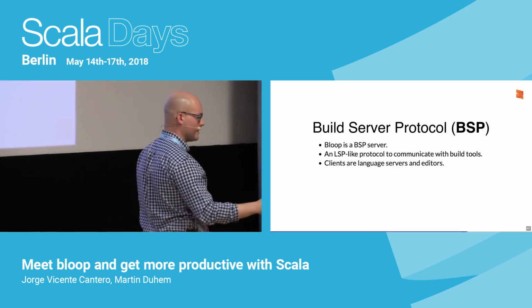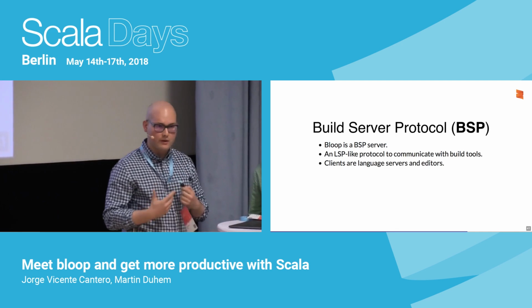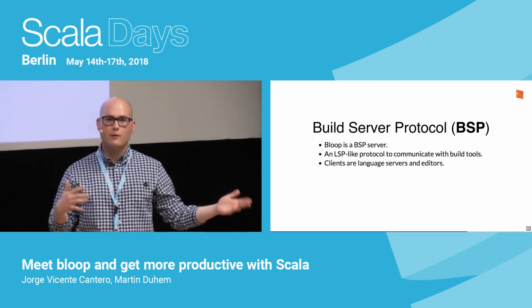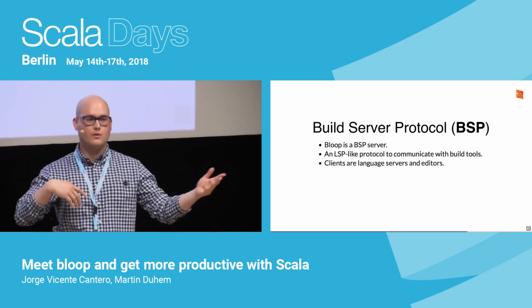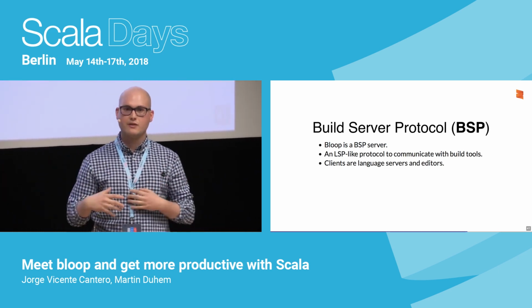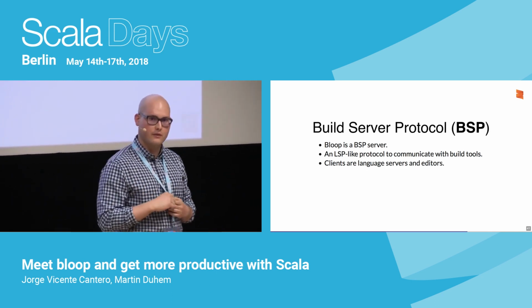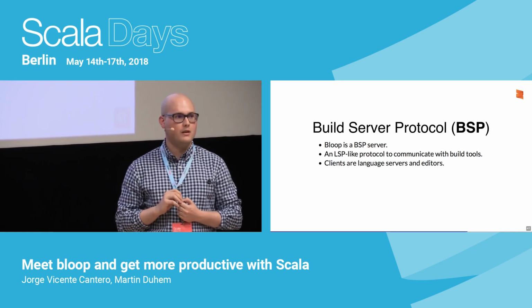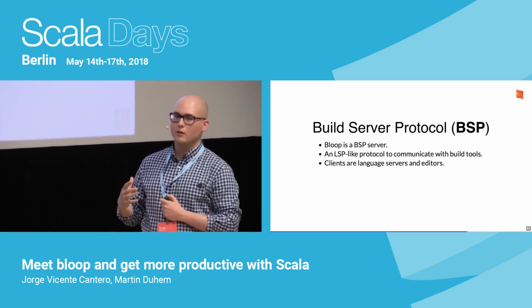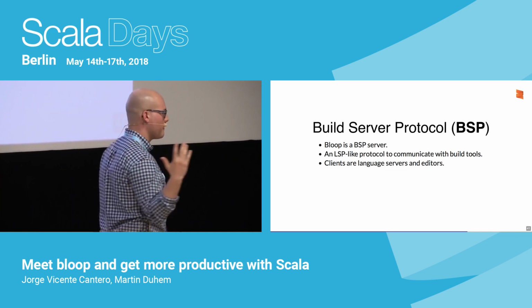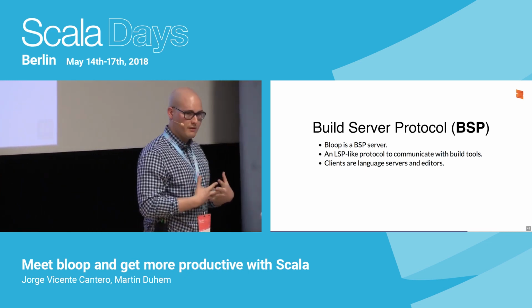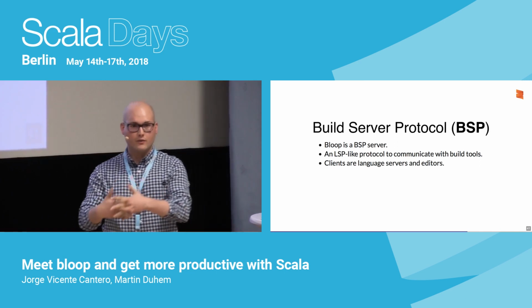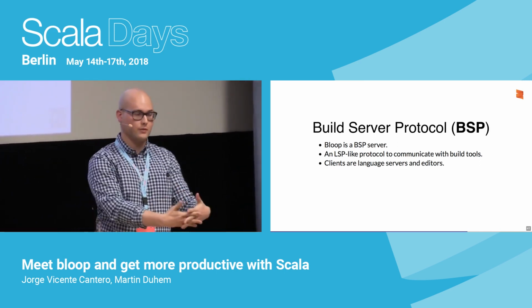But then, what are the clients? The clients are language servers and editors. In this case, IntelliJ has its own language server for Scala. It gives you completions. It gives you an IDE experience, right? So that's what we call a language server. So IntelliJ could integrate with Bloop via BSP, or with whatever build tool there is that implements the protocol. And as you see, this is a very similar protocol to LSP. It's trying to solve the same problem, but instead of applying it to languages, we are applying it to build tools.